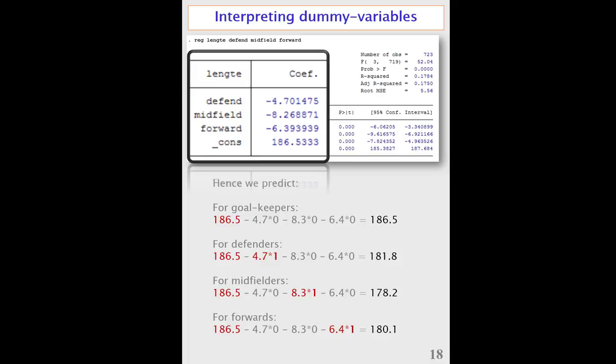Same thing for defenders, and now the only thing that changes is, defenders have a 1 here, and a 1 for that number over there. So you subtract 4.7 centimeters, defenders are a bit less tall, 182 roughly. Same thing for the midfielders, and same thing for the forwards. So this will give us a prediction for the average length of these different groups, and actual tests of the differences. And you can see from these numbers, all way smaller than 0.05, that all the differences of defender versus goalkeeper, of midfielder versus goalkeeper, and of forward versus goalkeeper are statistically significant.